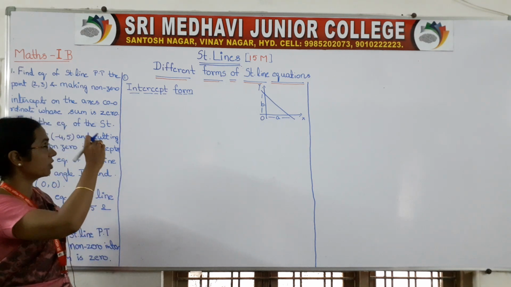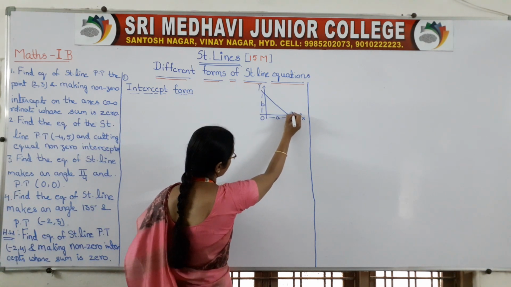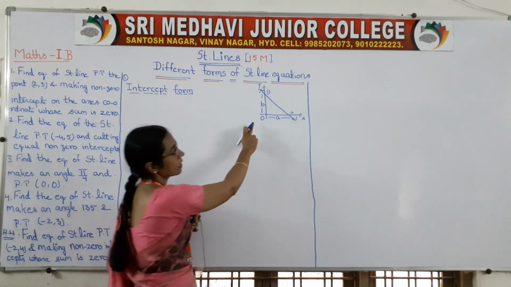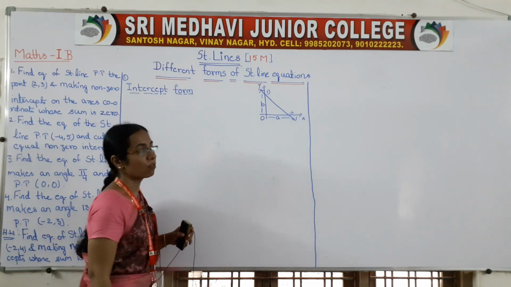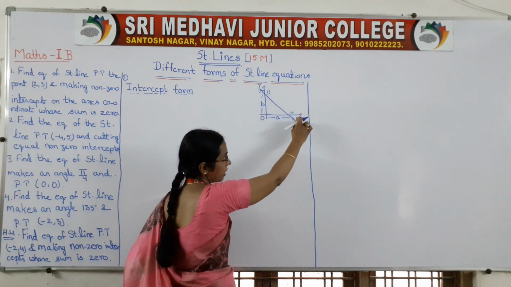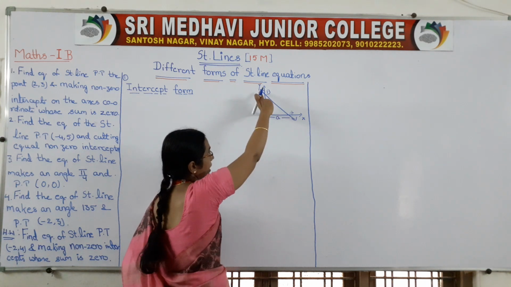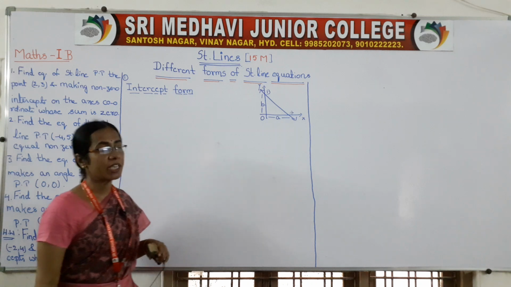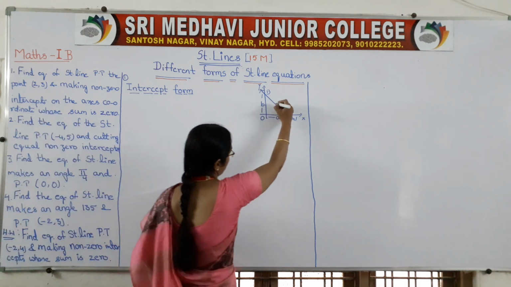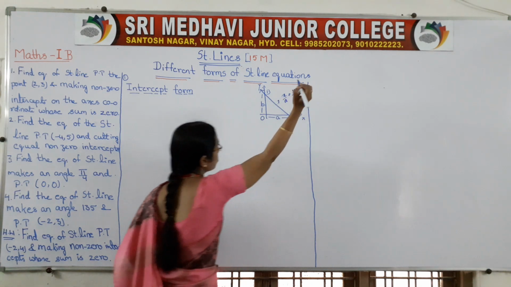When we take the intercept form, see, this is your line, we can write this as AB. The line AB intersects the x-axis at a distance a from the origin and the y-axis at a distance b from the origin. If any straight line intersects the x-axis at a distance a and the y-axis at a distance b, then that line is called the intercept form of the equation. So we can write that as x by a plus y by b is equal to 1.